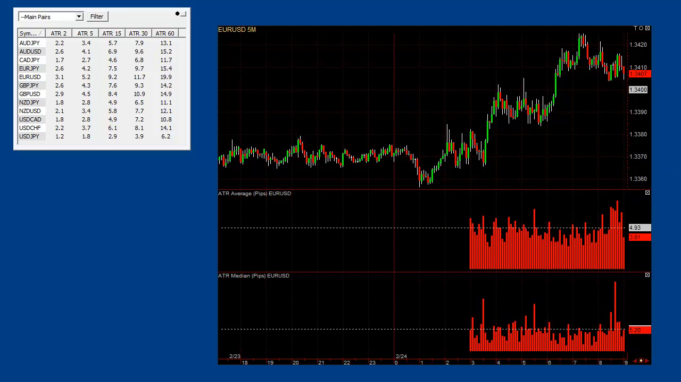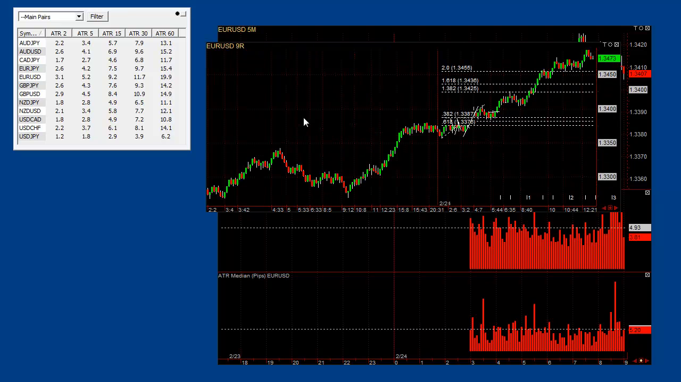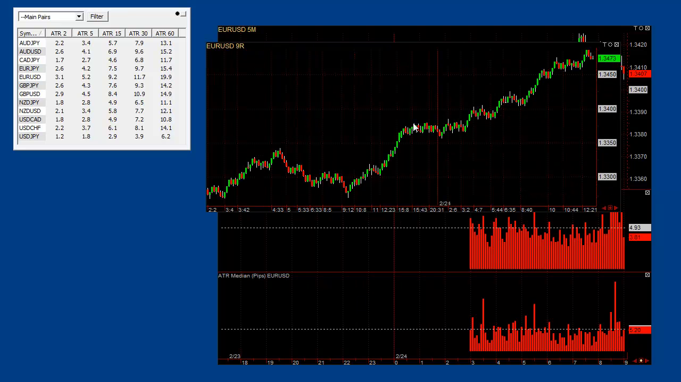Now, if you wanted to look at a little bit longer time frame trading, let's say you prefer the 15-minute bar. For the euro dollar, that would be about 9.2. You hit 9R, hit enter, and now you can see 9 pips per bar. And again, very nice, beautiful sideways action like this.